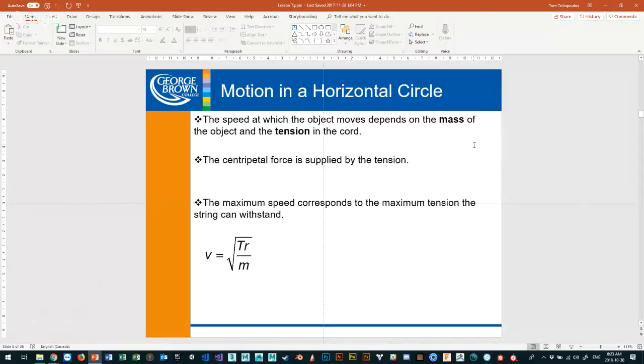Then we know that velocity can be the square root of, if you think about this, tension times radius over mass, right? So the force of tension times radius over mass. That's the tension of the cord, chain, connection, whatever you want to call it, okay?